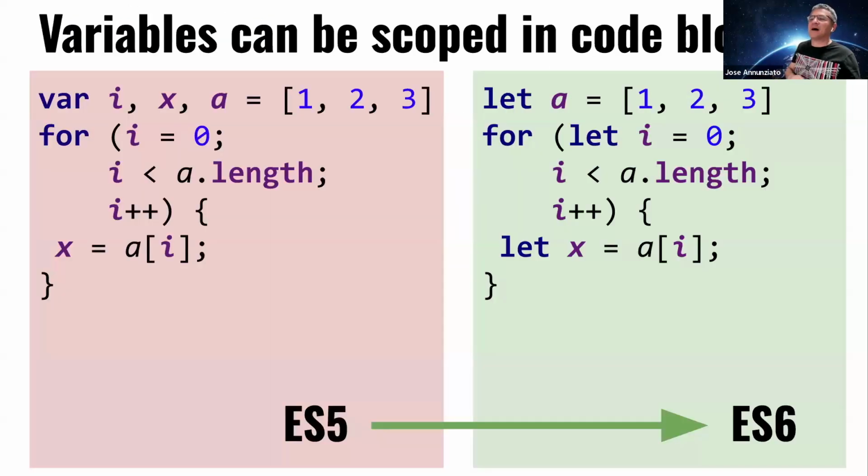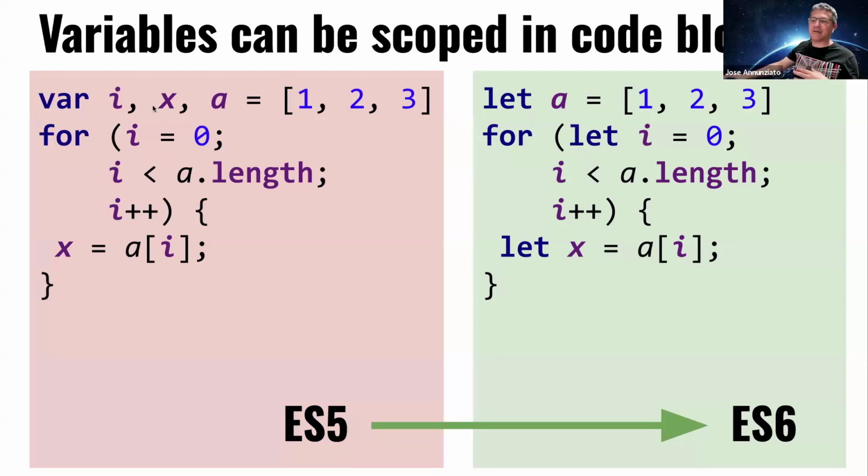So again, that's very common with any other language, right? Okay, so a couple of changes. Before you would declare var here, I, X, and A. And one of the things that were introduced in the new language is that you can now declare things within a scope, right?